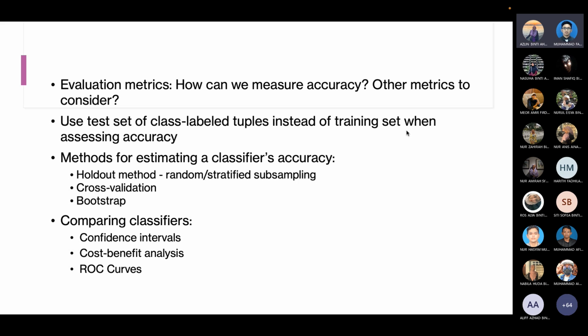And for the methods for estimating the classifier's accuracy, you can use the hold-out method, the cross validation, or bootstrap. Yang selalu you all guna ialah hold-out method lah. You pecah jadi training and testing, and then you train pakai training data set, and then you test pakai testing. Ataupun you can also use cross validation. You dah belajar cross validation dalam data mining dulu, ada k-fold kan, berapa k you nak pecahkan, and each of the k akan jadi training, akan jadi testing set.